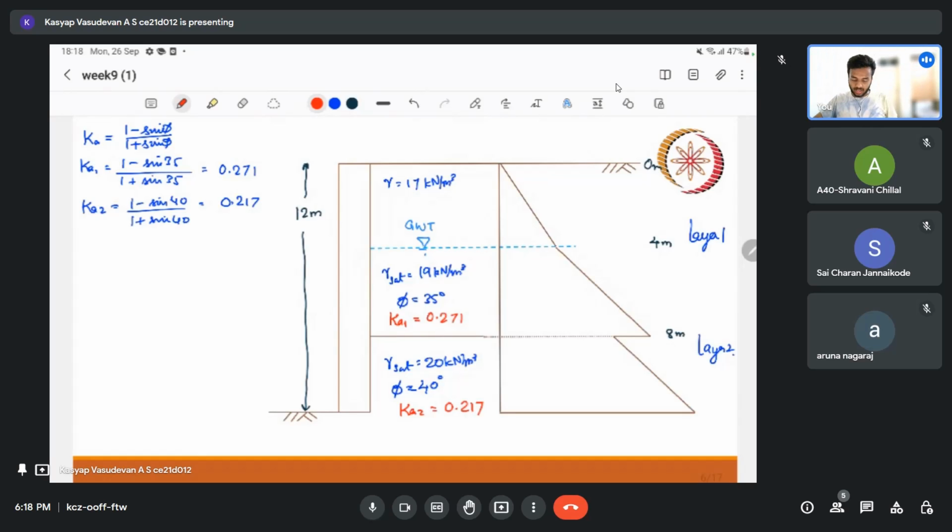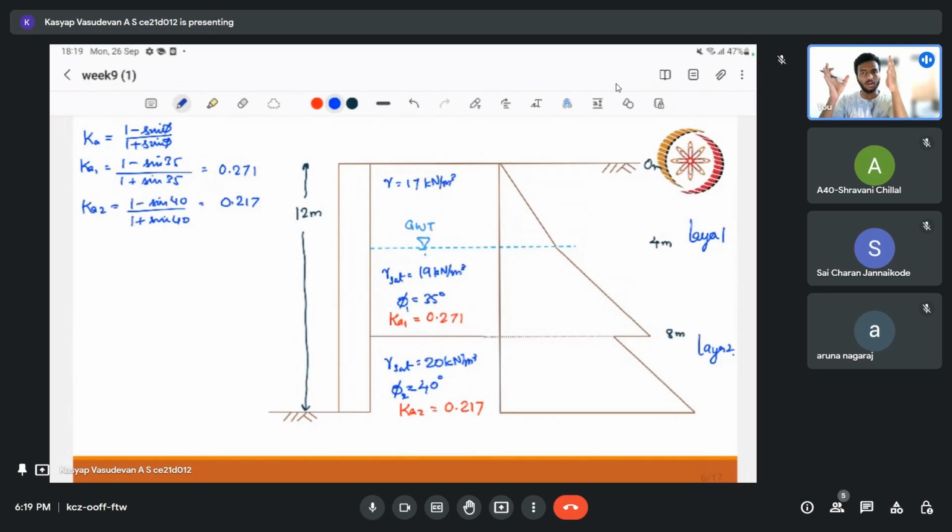So in a way we can judge something. For example, here since phi 1 is less than phi 2, our Ka1 is greater than Ka2. So it's the other way, right? What it means is, the lateral earth pressure of the top layer will increase at a larger rate. But since the bottom layer is stronger, the lateral earth pressure will be lesser. So the stronger the material, it will exert lesser lateral earth pressure, right?